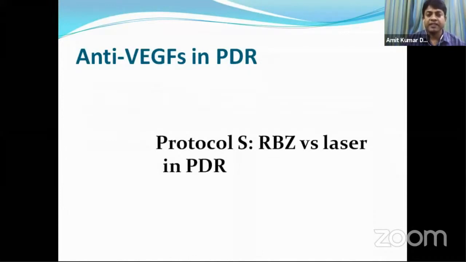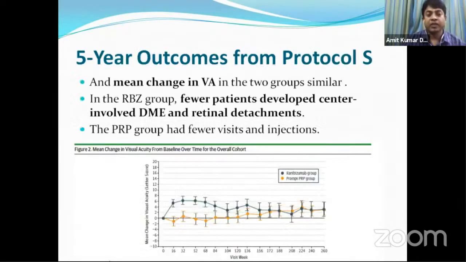So what about the anti-VEGFs in proliferative diabetic retinopathy? That has been studied in Protocol S, where ranibizumab has been compared with PRP. So here the 5-year outcome of Protocol S has shown that the mean change in visual acuity is almost same in both the groups. However, in the ranibizumab group, fewer patients had developed center involving DME and retinal detachment. And in the PRP group, the number of visits and injections were less compared to the injection group.